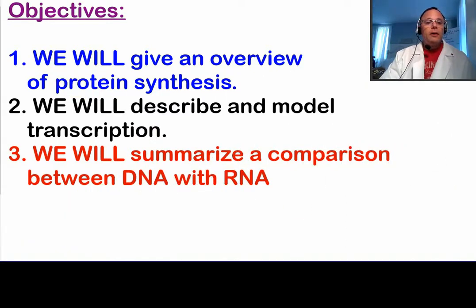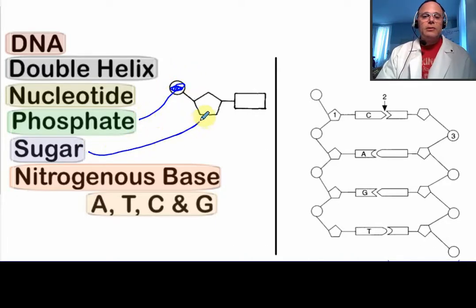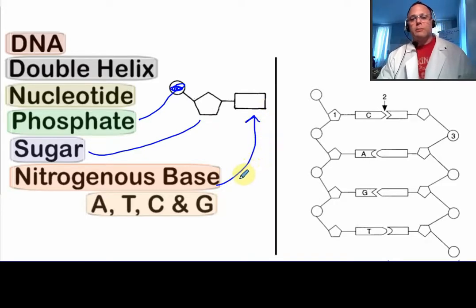Here we go. Let's get back to the basics briefly. We have this thing called DNA. It's in the shape of a double helix, and that double helix is made up of subunits called nucleotides. And those nucleotides are made up of phosphates, sugars, and 4 different types of nitrogenous bases. This picture here is a nucleotide. This is the phosphate, this is the sugar, and this is one of 4 nitrogenous bases.